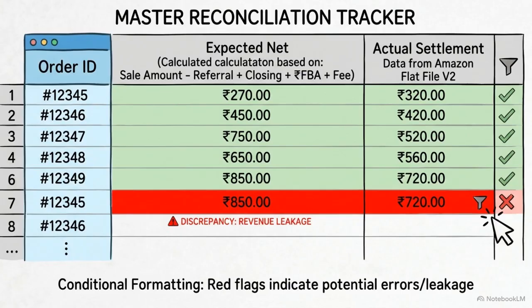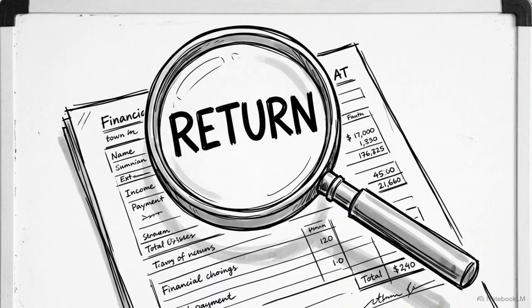You can speed this up by using conditional formatting. Set your spreadsheet to turn a row green if the numbers match, and red if there is any difference between your expected net and the actual payout. These red rows are your primary focus. They usually highlight items where a return or a delayed adjustment has changed the final payout for that specific order.